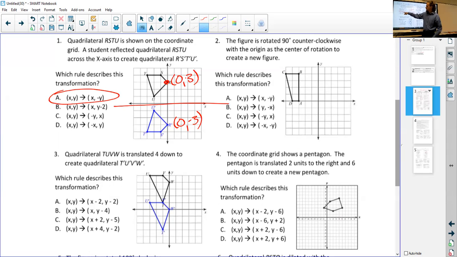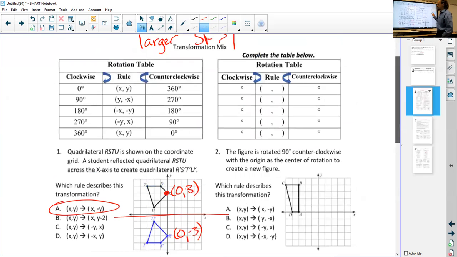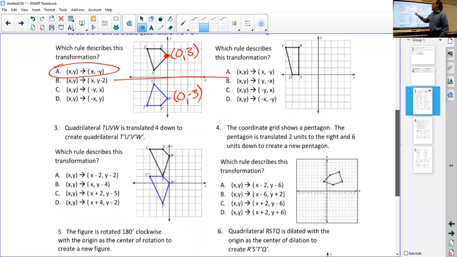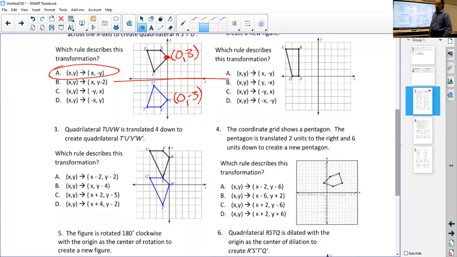And then just for fun, you could always go through your other answer choices and see what kind of transformation those are. If it was (x, y - 2), that would have been a translation. We've just taken it and moved it down 2 spots. (x, y) to (-y, x): since x and y flip places, we know that's a rotation. That would be a 270 degrees clockwise rotation or a 90 degrees counterclockwise. And (x, y) to (-x, y): if x changed but y stayed the same, that would have been a reflection over the y-axis, flipping it from left to right.